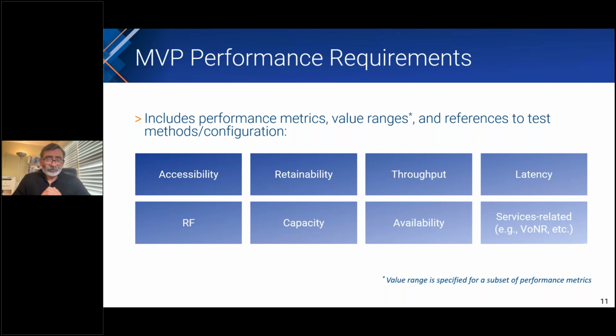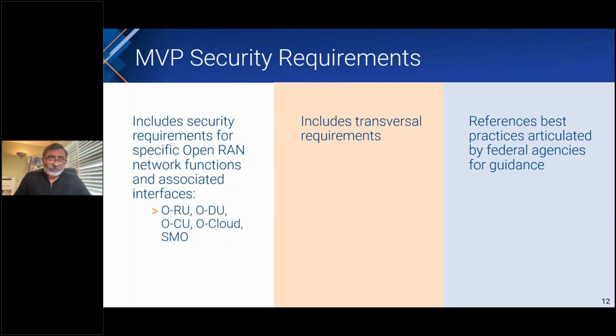Next slide, please. So in terms of security requirements, security is extremely important for any multi-vendor deployment of an Open RAN system. The security requirements have been captured for all of the architectural elements and the interfaces that have been identified as part of the baseline architecture, which includes ORU, ODU, OCU, OCloud, SMO, as well as the non-real-time RIC framework, which is part of the SMO framework currently.